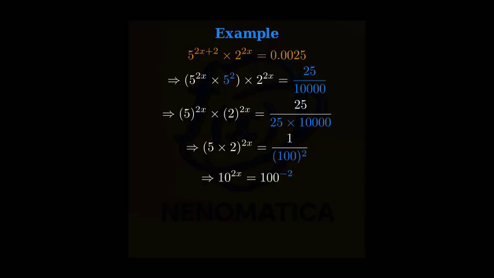We can further simplify this equation. 5 times 2 equals 10, so we have 10 to the power of 2x. And 1 over 100 squared can be written as 100 to the power of -2.